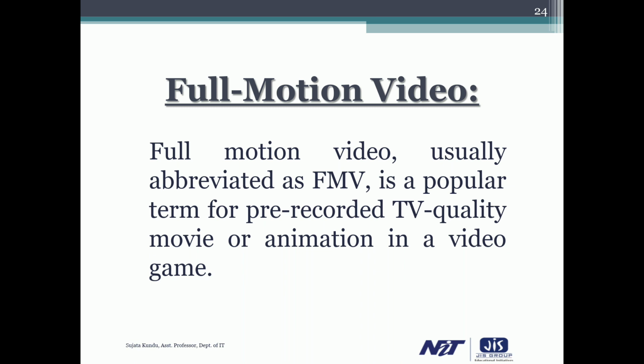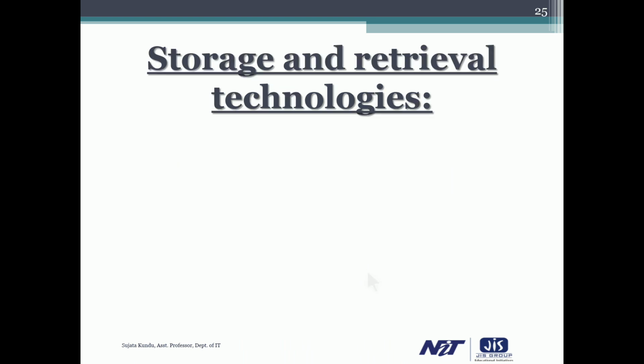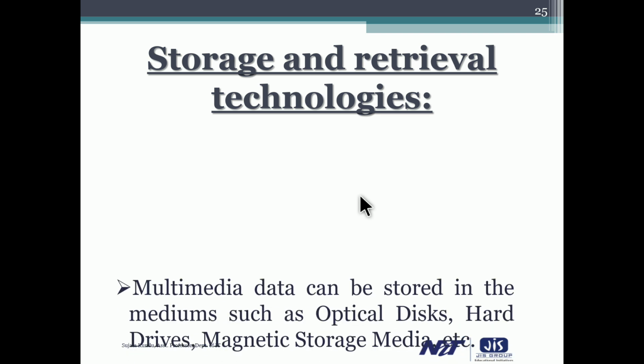With computer games running on more modern hardware, however, the use of FMV, that is full motion video, for cutscenes has been drastically reduced, as similar quality graphics can be produced in the game engine with much less disk space required for the source data. Next, we will discuss storage and retrieval technologies.